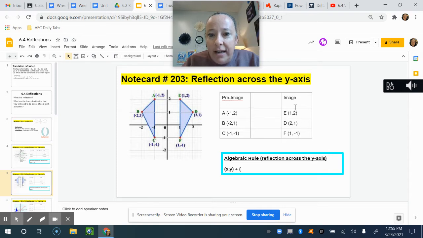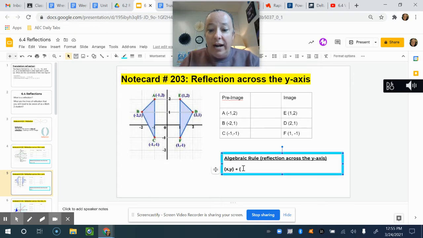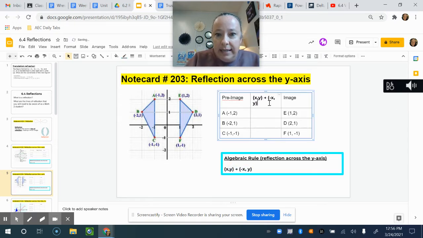Well, all of the y values stayed the same. What happened to the x values? They all change. So your algebraic rule would be they change by a negative. So your algebraic rule would be you take your x and you apply a negative to it, like I have right here, and you keep your y's the same. So that's what's happening to all of these as we progress through.